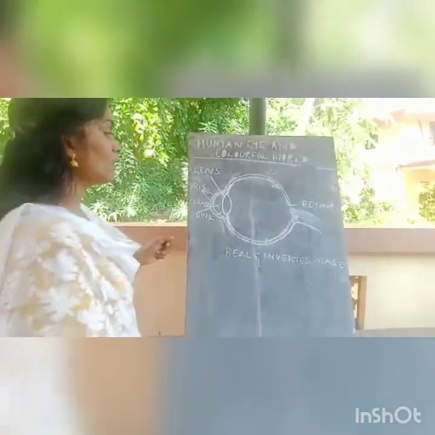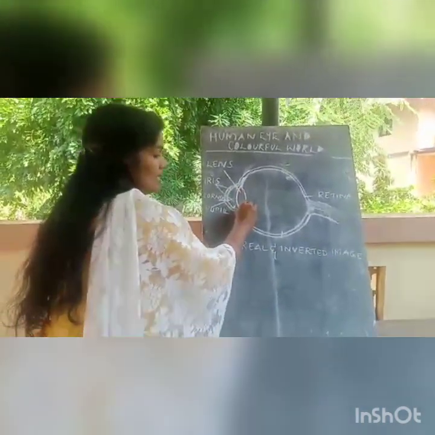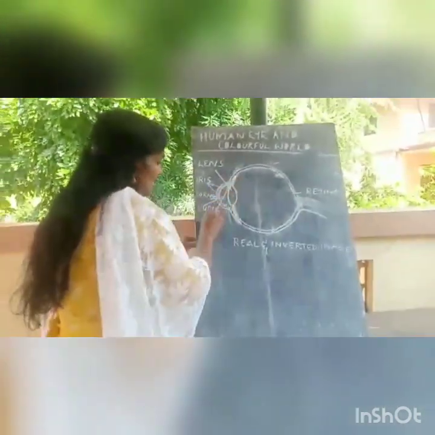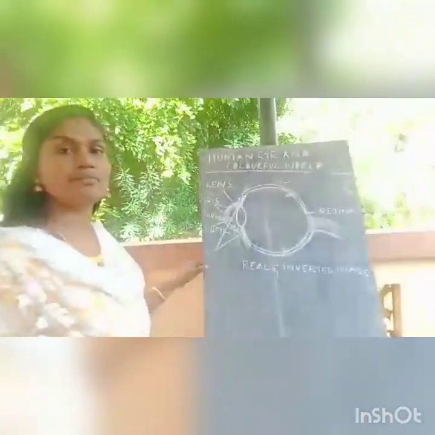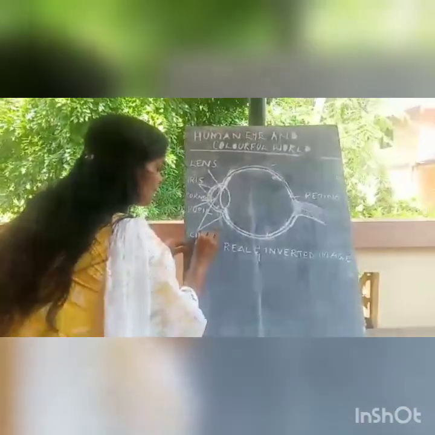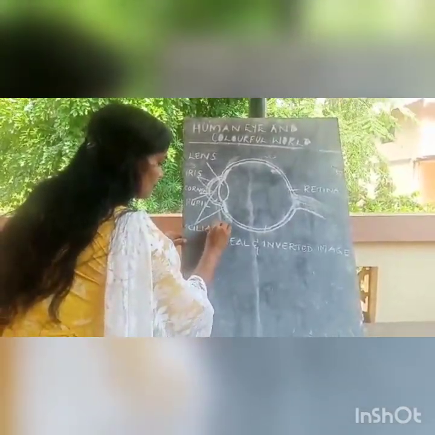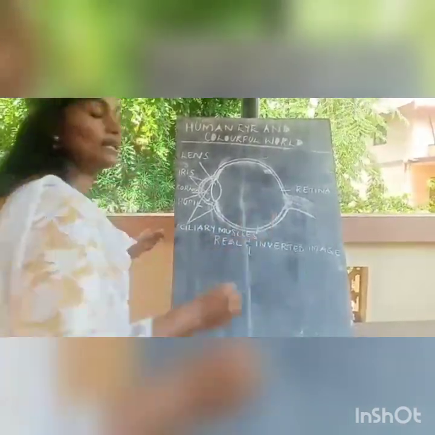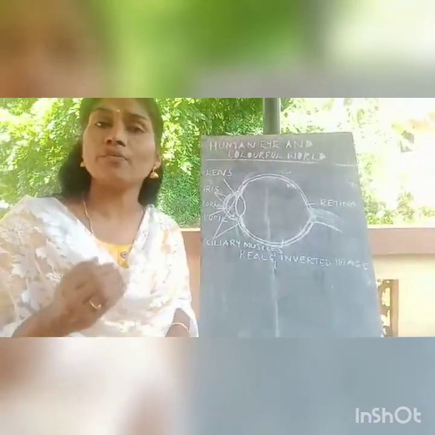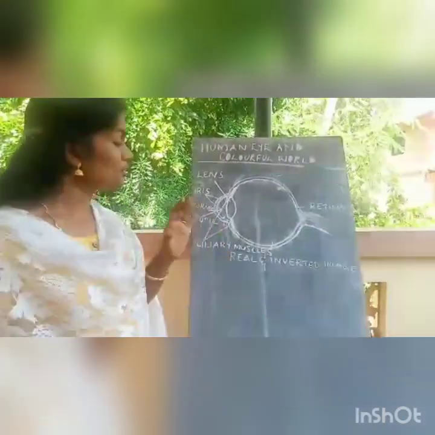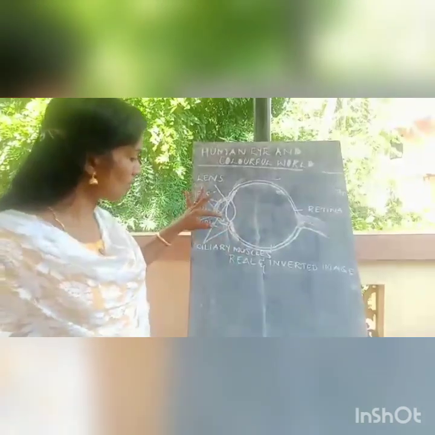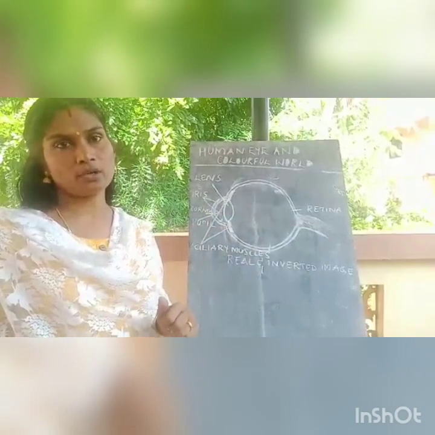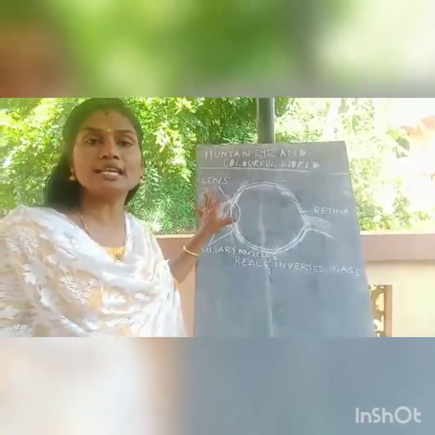Now, on both sides of this lens, we can see muscles present that we call ciliary muscles. Which type of muscles are present on both sides of the lens? That is ciliary muscles. Now, what's the function of ciliary muscles? The function of ciliary muscles is to help the lens to change its shape.